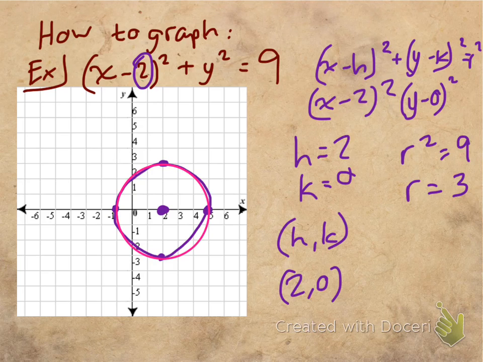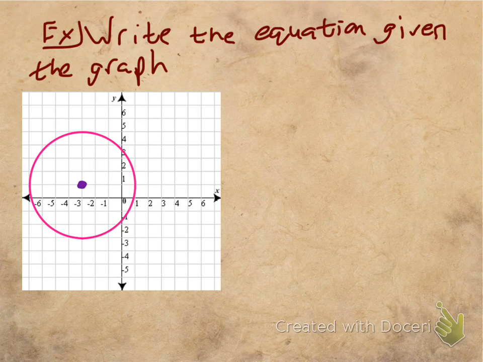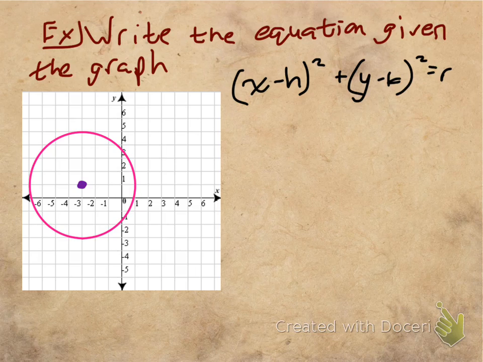All right, let's move on. So this one again, it says write the equation when you're given the graph. So again, the general equation, I keep writing this over and over again. It's important to know. (x - h)^2 + (y - k)^2 = r^2. I need to know h, k, and r in order to write the equation.